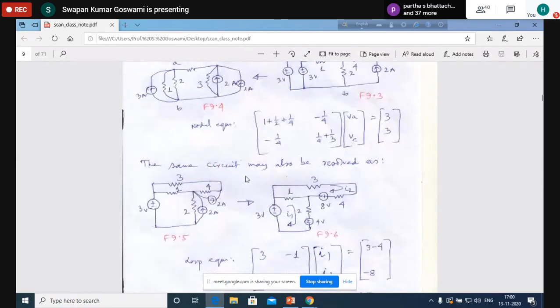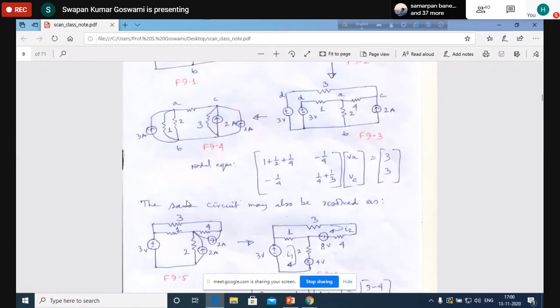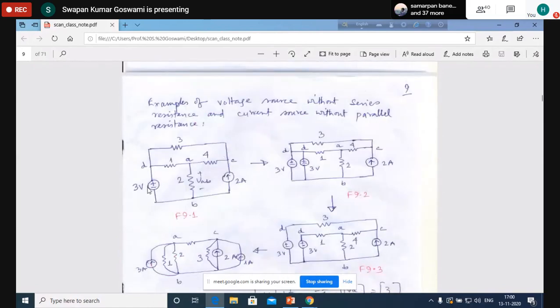Now let us do the other way. Now, retaining this 3-volt source, let us convert this current source into voltage sources. For the current source also, the problem is the same. If a current source has to be converted into a voltage source, there must be some resistance or some impedance in parallel with the source. In this case, there is no impedance directly connected across the current source, because the current source is connected between node C and B, and resistances are connected between node C and A, and then between A and B. No direct connection is there.